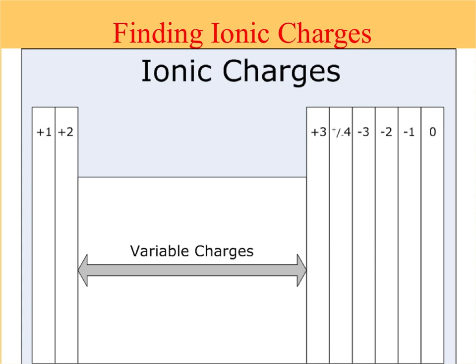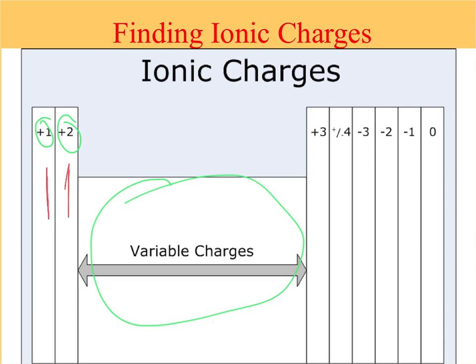This chart is so that you can see how ionic charges are figured out. So if you take a look, this first column are all going to have a +1 charge because they want to lose 1 electron. The second column wants to lose 2 electrons, so it has a +2 charge. We're going to skip over this middle area because these have variable charges, which means they can change, whereas these are the ones that I just showed you, fixed charges. So this column is fixed, this column is fixed, and then these are all fixed as well.